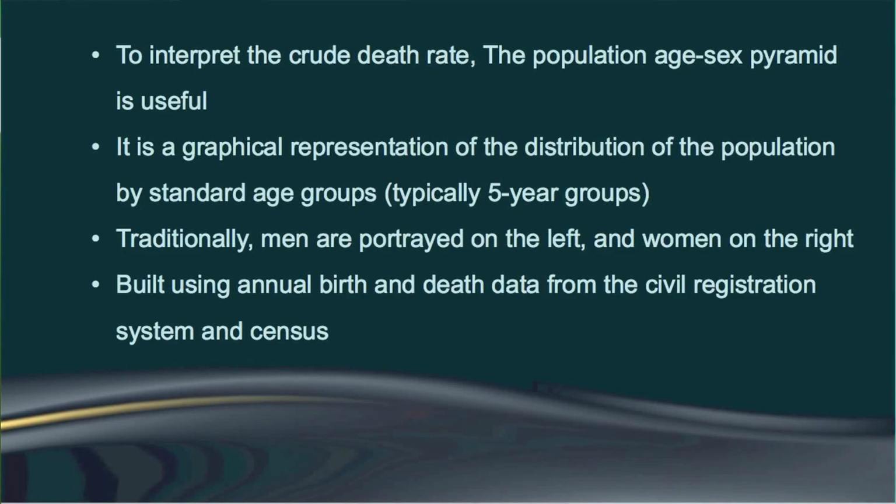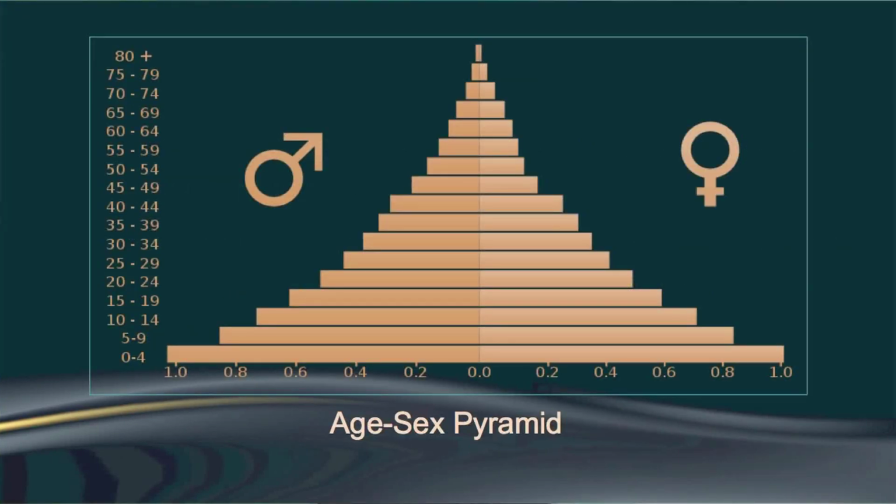In order to interpret the crude death rate, the population age-sex pyramid, which is a graphical representation of the distribution of the population by standard age groups, which is typically 5-year groups, is useful. Usually, the population pyramid is made up of two bar graphs that are placed back to back, with the population size in each age group on the horizontal axis and the age groups on the vertical axis. As you can see on your screen, traditionally men are portrayed on the left and women on the right.